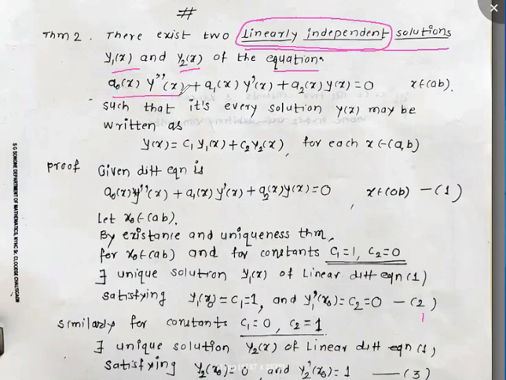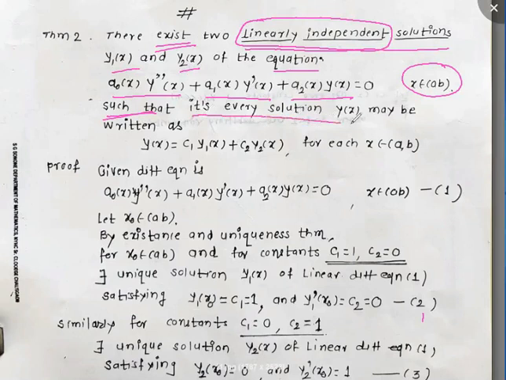a0(x) y double dash(x) plus a1(x) y dash(x) plus a2(x) y(x) equal to 0, where x is always in some open interval a to b. Now these two linearly independent solutions exist, and we have to prove the following thing.